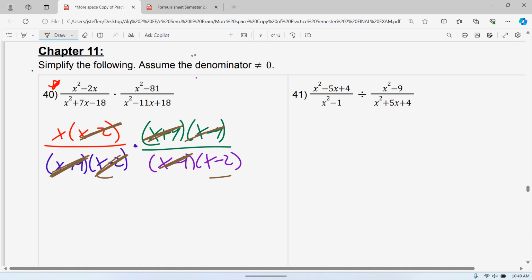So now if you look back, everything canceled in the numerator except for this x, so what we have left is x, and in the denominator, everything besides the x minus 2. So that's your answer for that one.